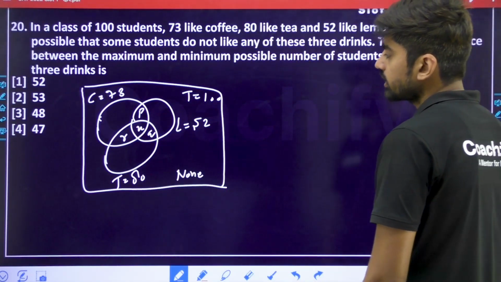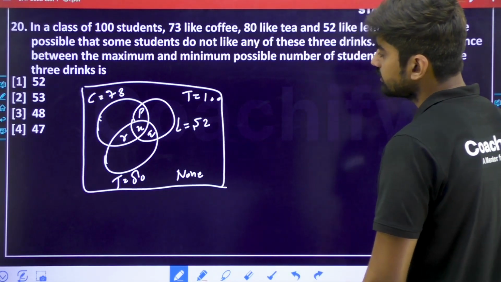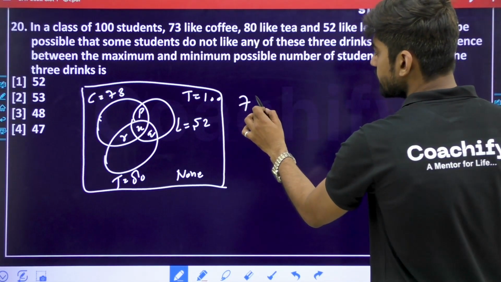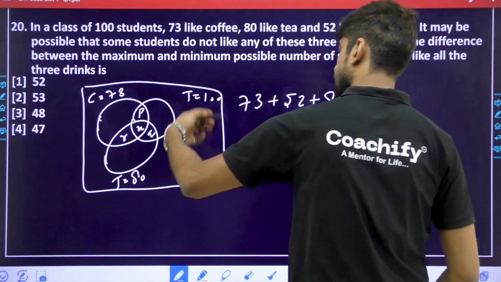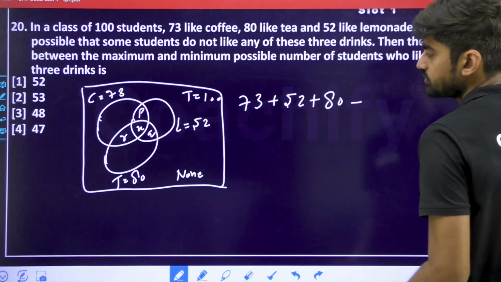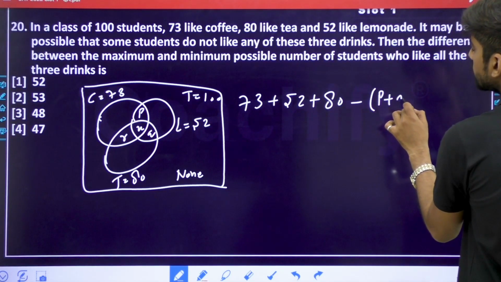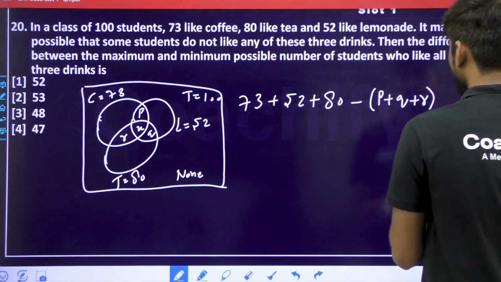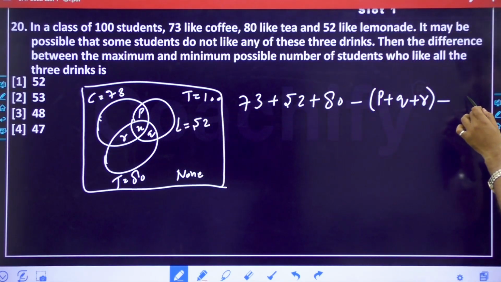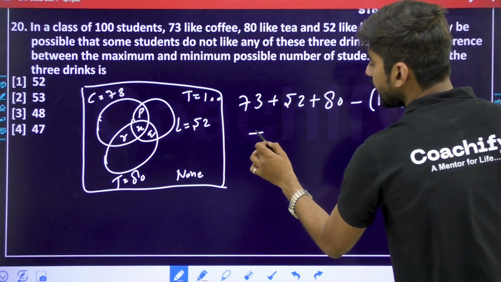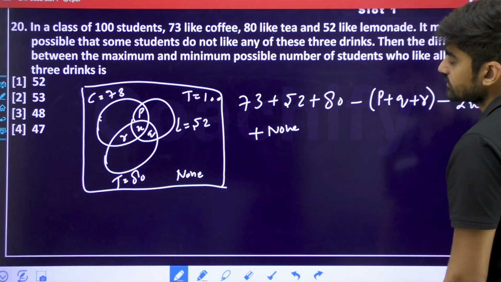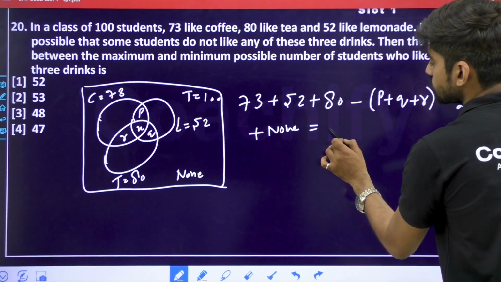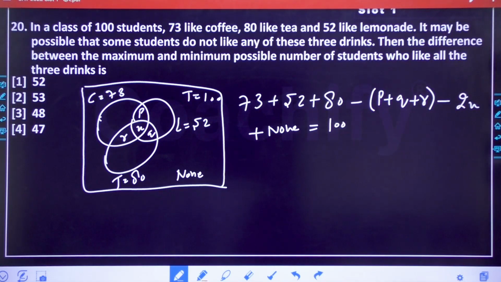Fair enough. Okay, so let's try to write one expression here, which is 73 plus 52 plus 80. If I subtract P plus Q plus R once, and if I subtract X twice, also if I add the value of number of students who don't like any of the drinks, then this must be equal to 100. I hope you get this right.